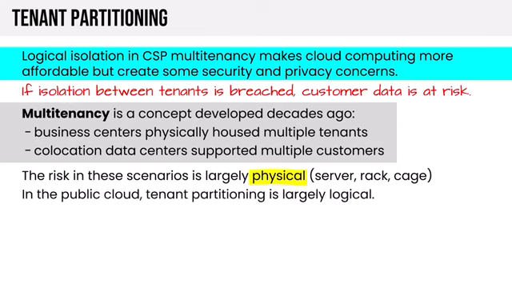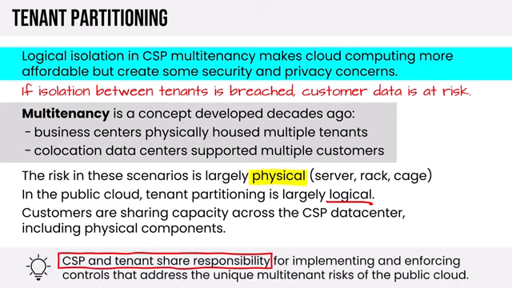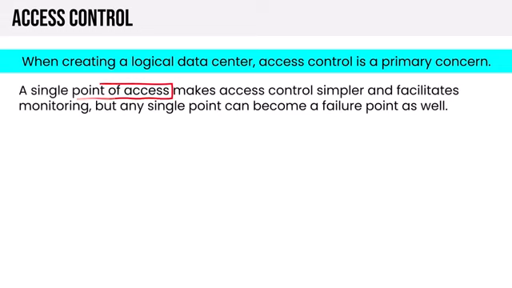In the public cloud, tenant partitioning is largely logical. Customers are sharing capacity across the CSP data center, including the physical components. CSP and tenant share responsibility for implementing and enforcing controls that address the unique multi-tenant risks of the public cloud. In this scenario, access control is a primary, if not the primary, concern. A single point of access certainly makes access control simpler. It facilitates monitoring through an audit trail, but any single point can become a failure point as well.